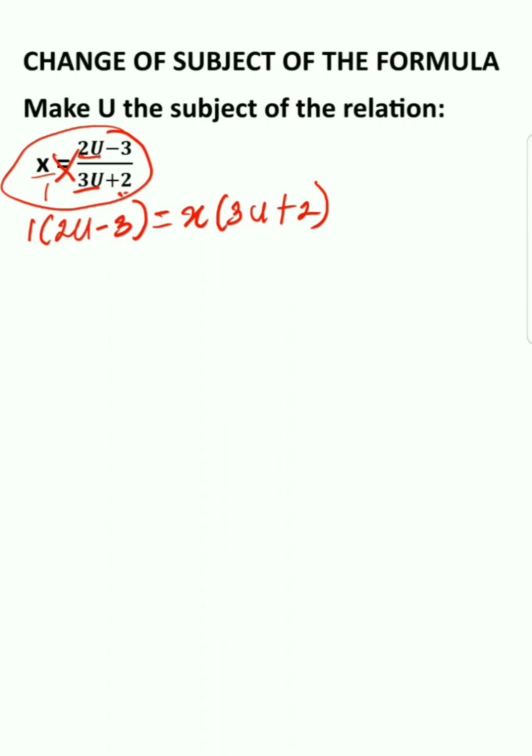We want to make u the subject. We have a term in u trapped in the bracket, and so we'll need to open up the bracket. So here we have 1 times 2u, 1 times minus 3, x times 3u, that's 3xu, x times plus 2, that's plus 2x. And so this is a term in u, this is a term in u. You collect your like terms in u and take all the other terms to the other side of the equation.